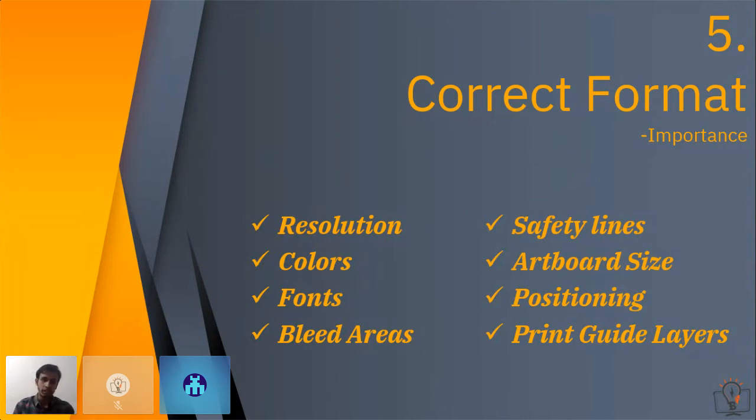Next one is keeping text and graphics inside the safety line. Safety line, as I mentioned earlier with the bleed, is the particular area in which the graphics and text added by the customer will be defined. So if the customer adds text and graphics outside the safety line, then it will be cut off when the print ready file gets printed.